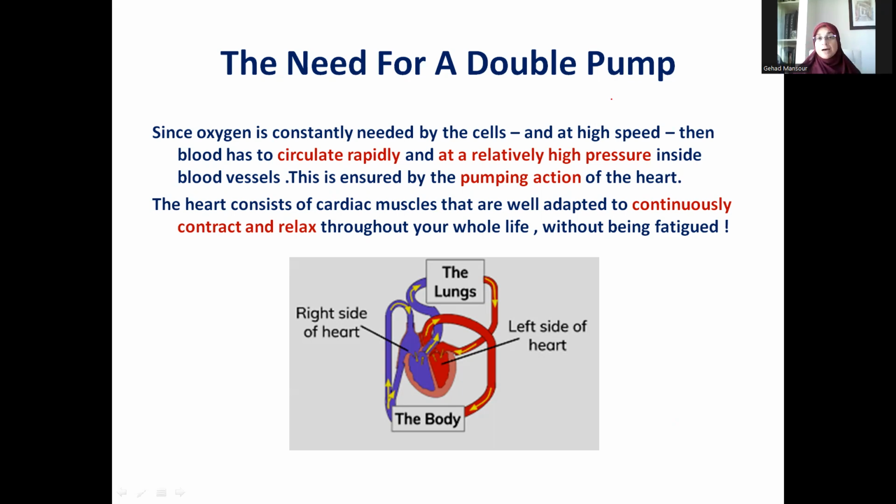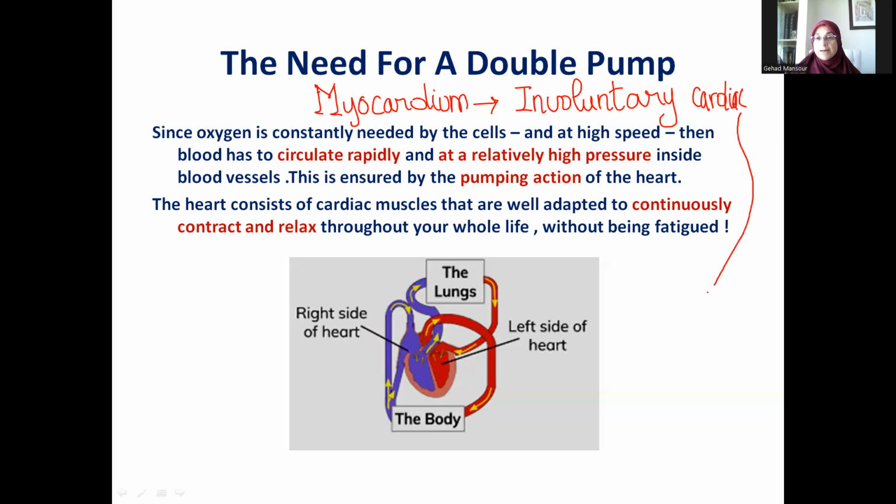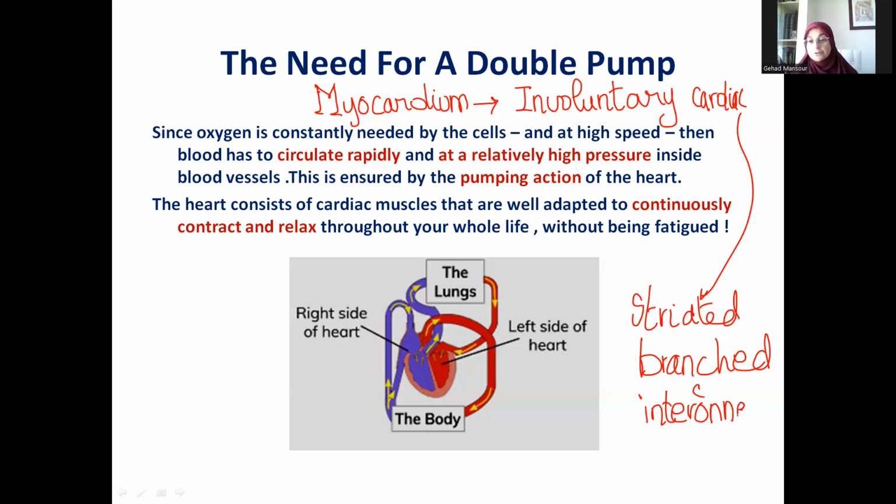And in order for the heart to act as a pump, it should contain muscles, and we call those muscles collectively the myocardium. So the myocardium involves all the involuntary cardiac muscles. And by the way, the cardiac muscles under the microscope are striated, having dark bands and light bands. So they are striated and they are branched, and I'll show you how, and they are interconnected. Why are they interconnected?